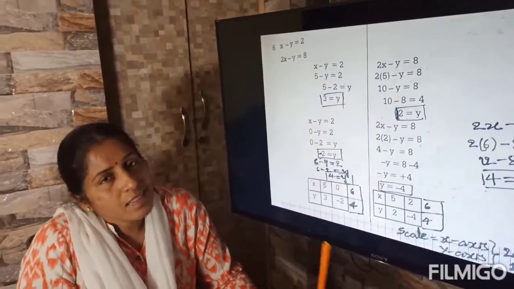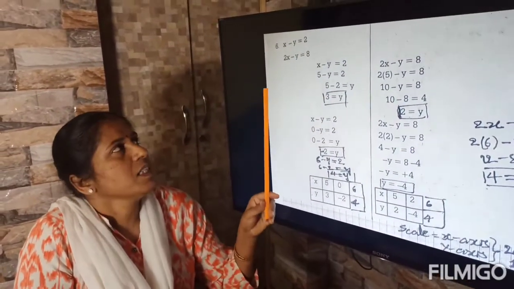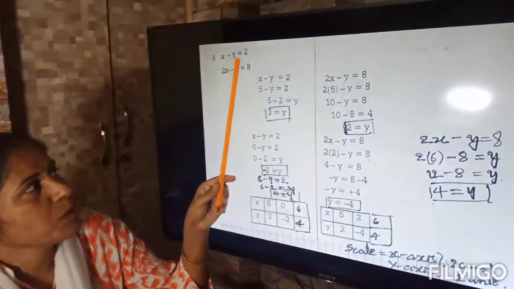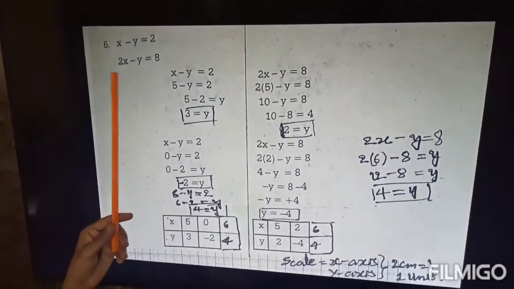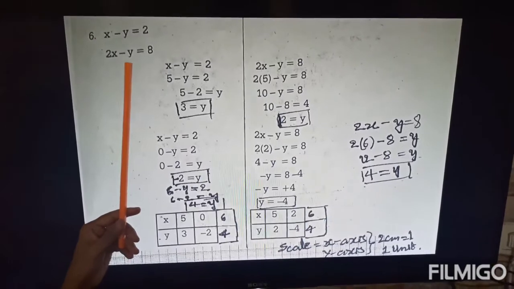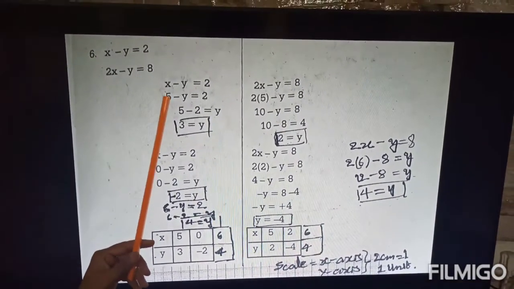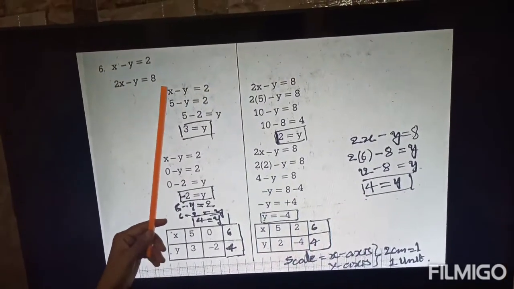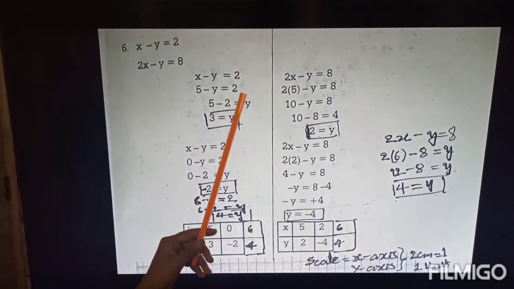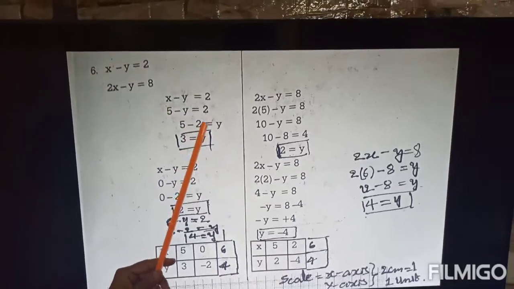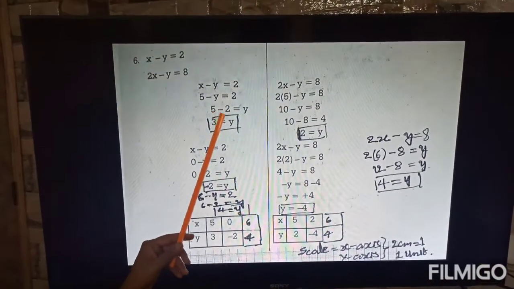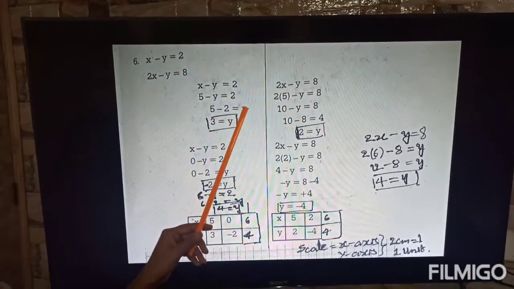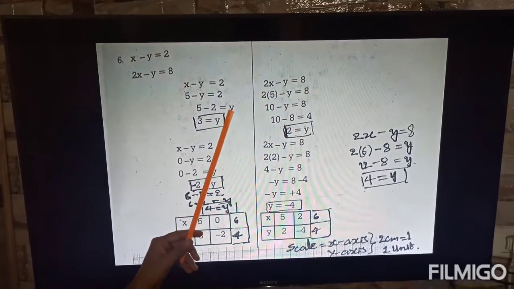Students, in the next sum we have the equations x minus y is equal to 2, and the second equation is 2x minus y is equal to 8. Now take the first equation, x minus y is equal to 2, and replace x by 5. 5 minus y is equal to 2. Take 2 to the left side, it becomes minus, and take y to the right side, minus y becomes plus y.